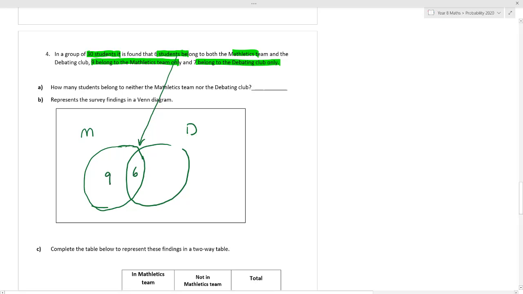9 are in here. Now, we never give you all of the information. You have to work out some to yourself. 7 belong to debating only. So that means that 7 goes in here. We've been told we've got a total of 30 students. So 9 plus 6 is 15, plus 7 is 22. That means that 8 students neither do Mathletics nor debating. Okay? So you'll need to do that yourself. How many students belong to neither Mathletics nor debating? Well, we've just done a Venn diagram. We can see that that's 8.